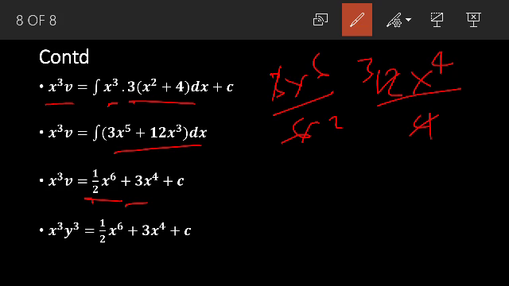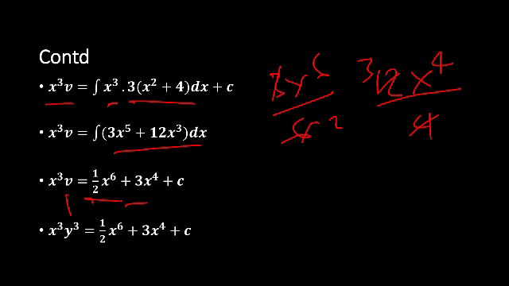Okay, so at this point we can now substitute the value for v, which initially we said is y cubed. So our solution now is x cubed y cubed equal to half x raised to the power 6 plus 3x to the 4 plus c. If you want to make y the subject of the formula, you can choose to divide through by x cubed. But we can leave it this way.